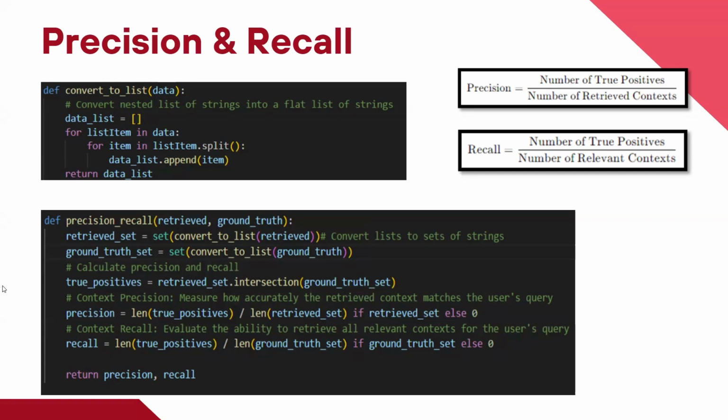Now finally, calculate the precision. Precision is defined as the number of true positives divided by the total number of retrieved contexts. If the retrieved set is empty, precision is set to 0 to avoid division by 0. Similarly, we will calculate the recall. Recall is defined as the number of true positives divided by the total number of relevant contexts, that is, ground truth contexts. If the ground truth set is empty, the recall is set to 0 to avoid division by 0.